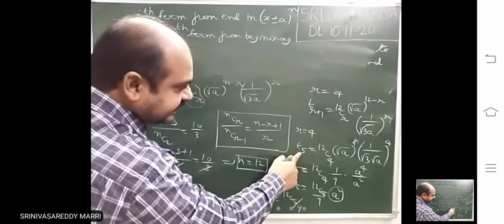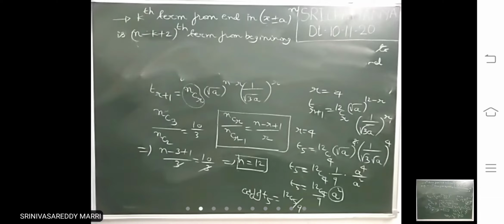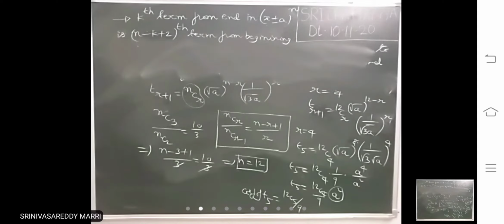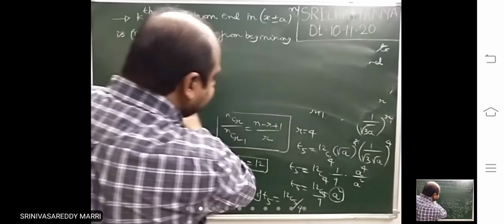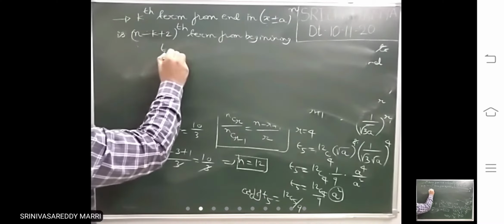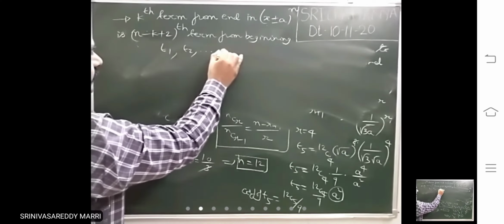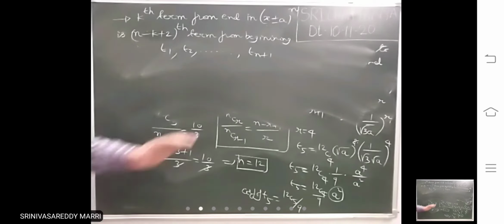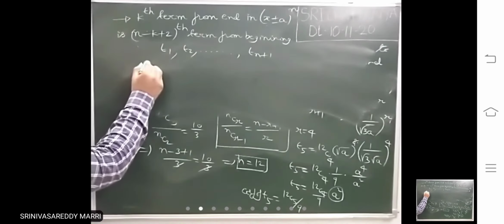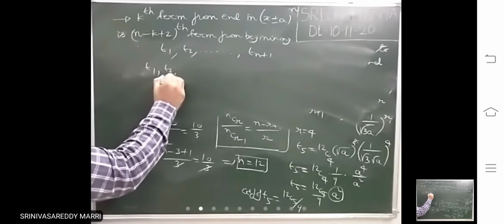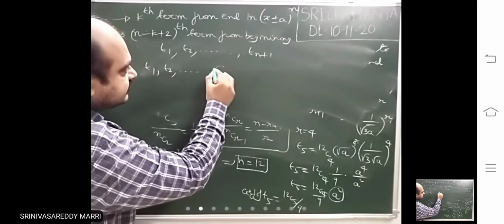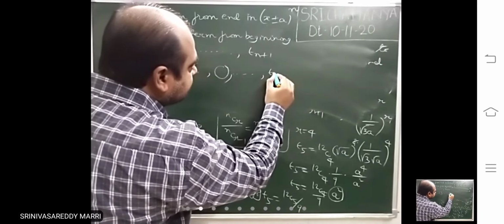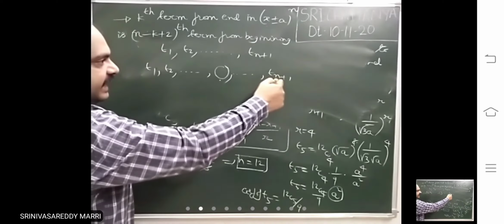Here we have written the fifth term from the beginning. Always we will use the formula for finding the number of the term from the beginning. Now look here. In this expansion, there are n plus 1 terms. He is telling the kth term from the ending. Suppose the term is the one I have circled, T1, T2 and so on. This is the kth term from the ending.